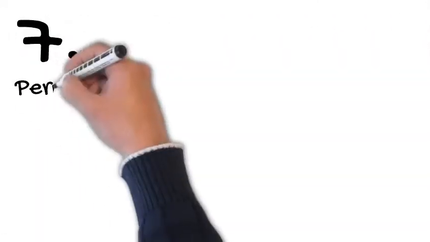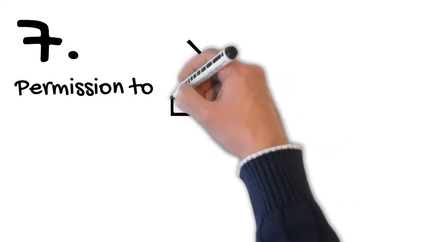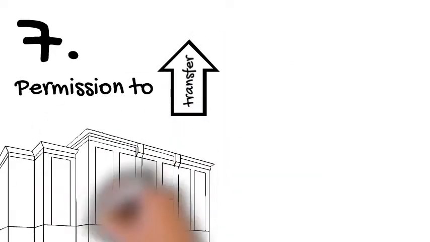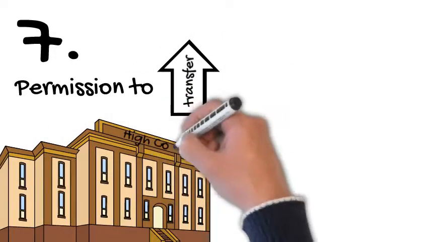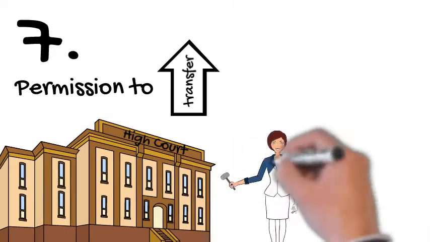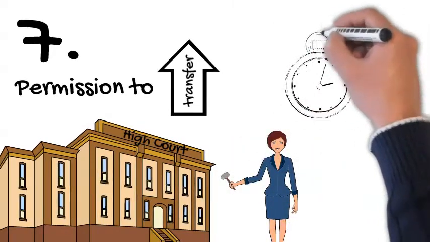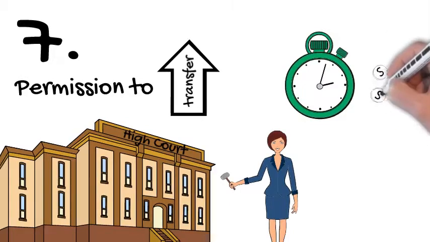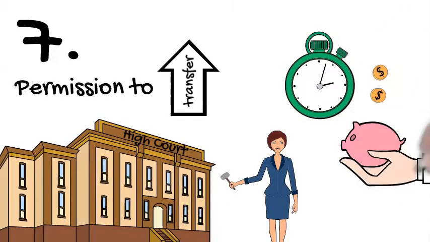Number 7, ensure when making a claim that you include the fact you want the court to give you permission to transfer up to the High Court so a High Court enforcement officer can enforce this order. This will save you time and money on another procedure later.